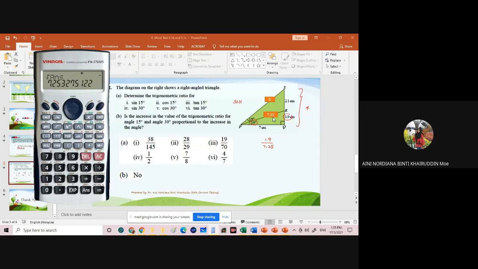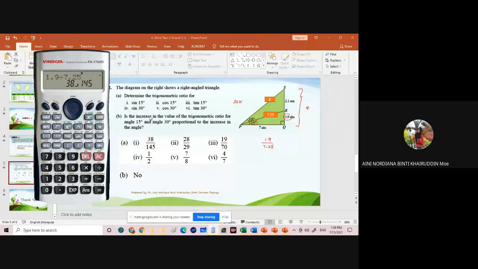If you use 7.25 for PR, when you divide 1.9 by 7.25, you will get 38 over 145. Okay, teacher, can you repeat the one over there? Which one? The one just now. This one? Which one just now? There were many.